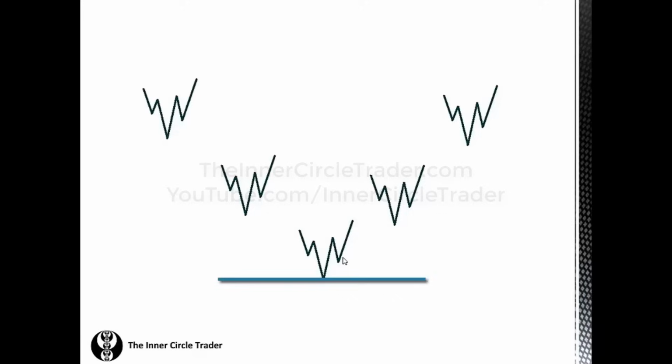But here's where we enter a new level of gray. When we move into this new consolidation in here, this may not always translate into even higher prices going up like we have here implied.